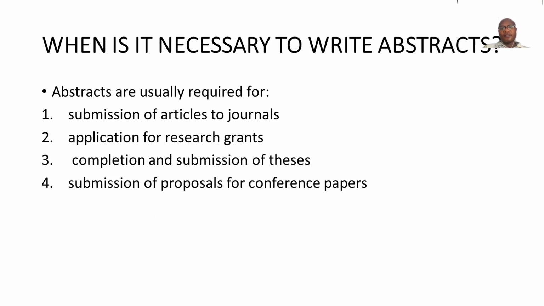So when is it necessary to write an abstract? An abstract is always required in submission of an article to a journal, application for research grants, completion and submission of a thesis, and submission of a proposal for a conference paper. Since most of the projects you are going to do may require either some grants or some submission for the purpose of a conference, you need to write an abstract for the purpose of submission. For research grants, you have to write an abstract.